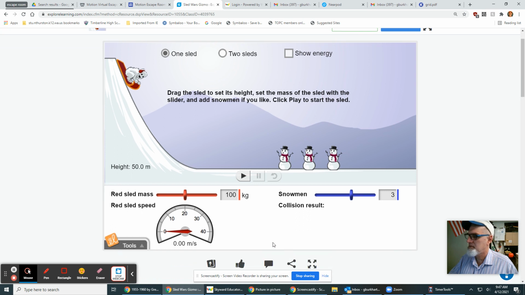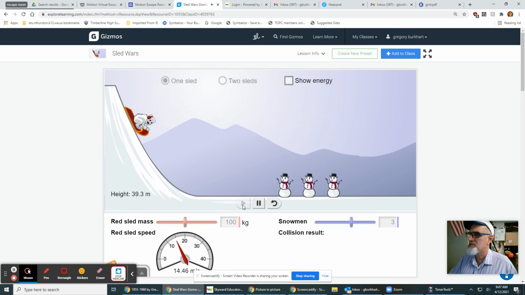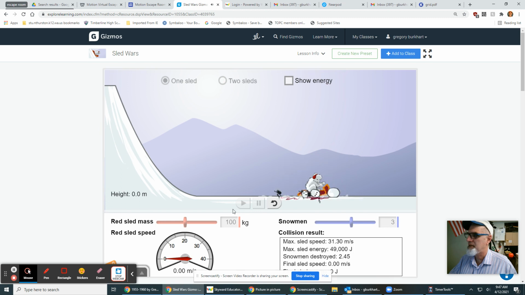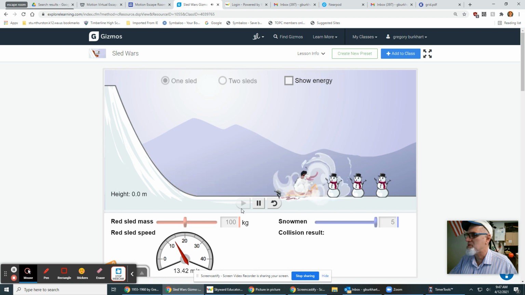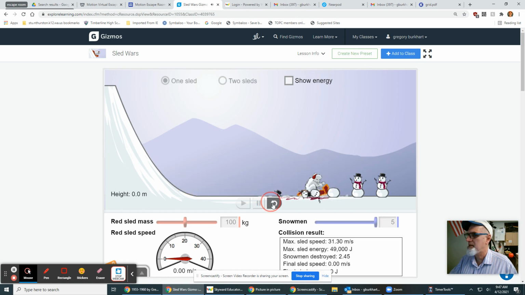So where's the go button? There it is, boom, right? When we have the snowman set up like that, boom, boom, boom, you killed 3. Let's go ahead and make it 5 snowmen. So this is a 100 kilogram abominable snowman at the top, and you can kill 3.